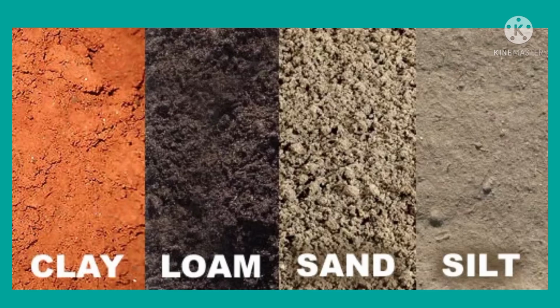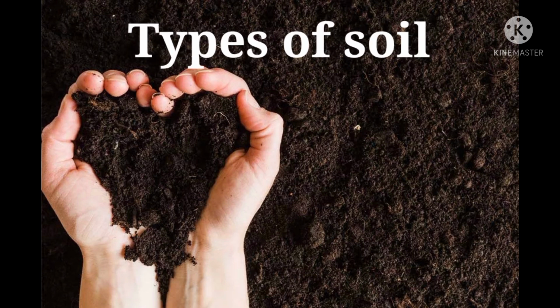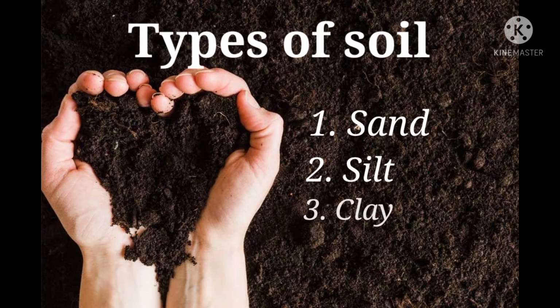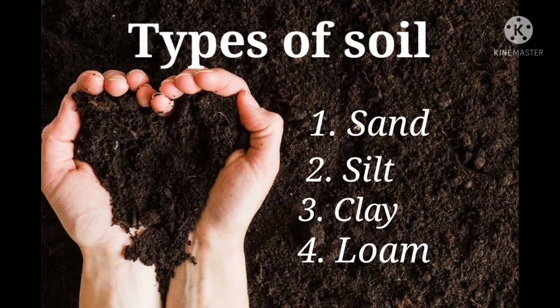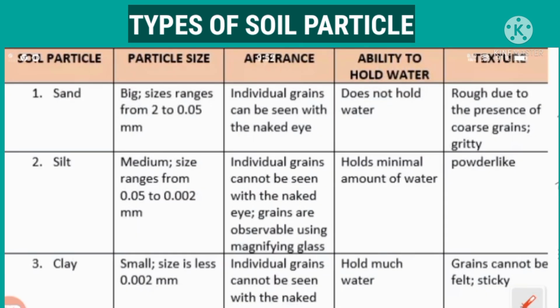Let's look at the different types of soil now that we have learned how they were formed. Soil varies from place to place. Some soil may be sand, silt, clay, and loam. How are they different from each other? Let us study the table. There are three soil particles: the sand, silt, and the clay.